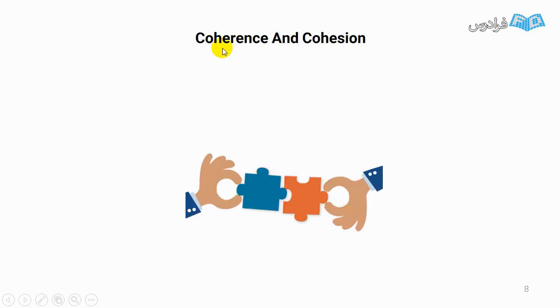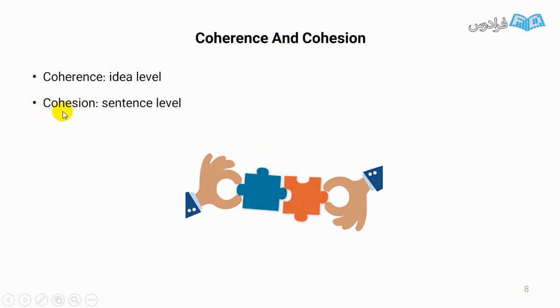Let's move on to check: what are coherence and cohesion? Coherence means connecting your sentences at an ideal level. What does it mean? It refers to your ability to connect your main ideas together so that they make sense and they are easy to understand. Look at these puzzles. They are connected to each other, which makes sense.